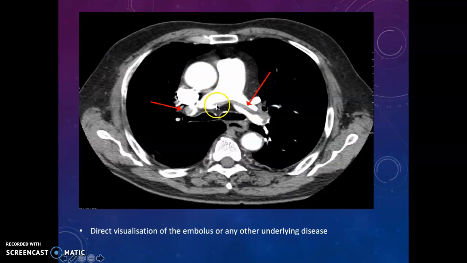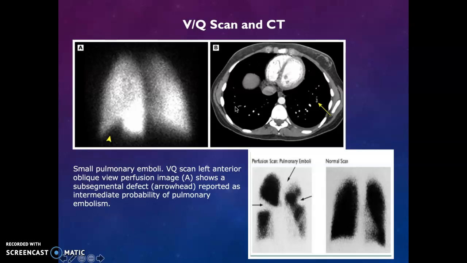So this is a picture of a saddle embolus. You can see this black discoloration, this black part shows a saddle embolus lodged at the level of the pulmonary artery bifurcation. And this is a picture of a VQ scan, which is used as a diagnostic tool for pulmonary embolism. So what is a VQ scan?